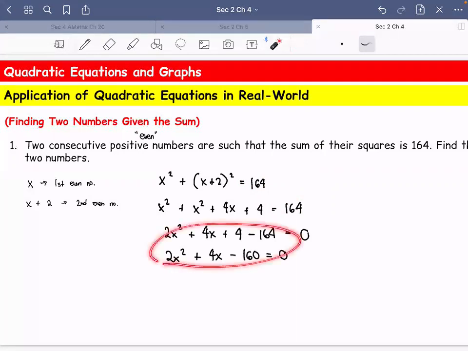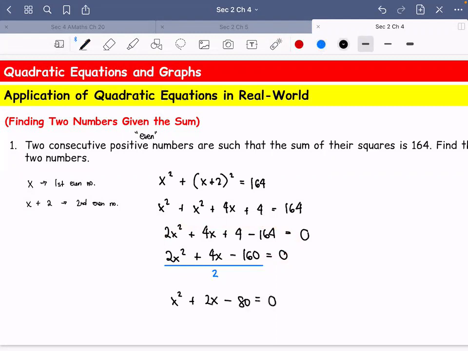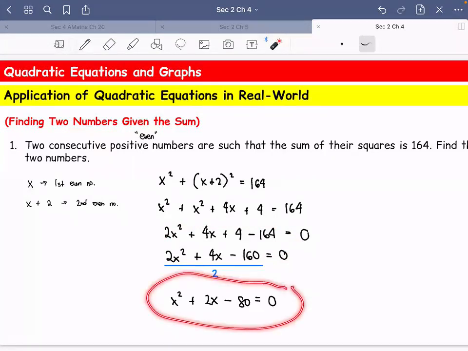Now, can we make the numbers smaller? I think yes, so I'll just divide everything by 2. My simplified equation is now x squared plus 2x, sorry for that, minus 80 equals 0. Now this is the standard form, right? So what do we do next? How do we solve for the values of x? We factorize this now. How can we factorize this?